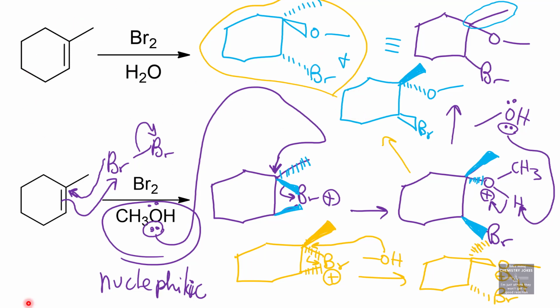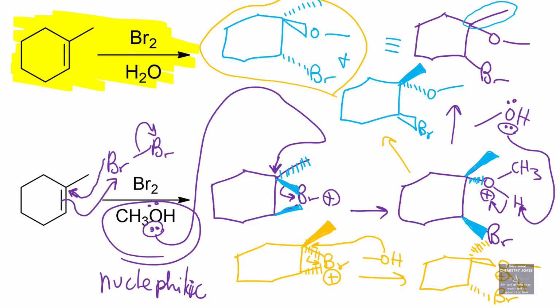So when you're drawing this top reaction on your own, you do not have to show me the purple path and the orange path. When you're just drawing a mechanism, you can draw a mechanism that does not include stereochemistry in the mechanism. However, at the end of the mechanism, you should add stereochemistry to the product or products that you make.